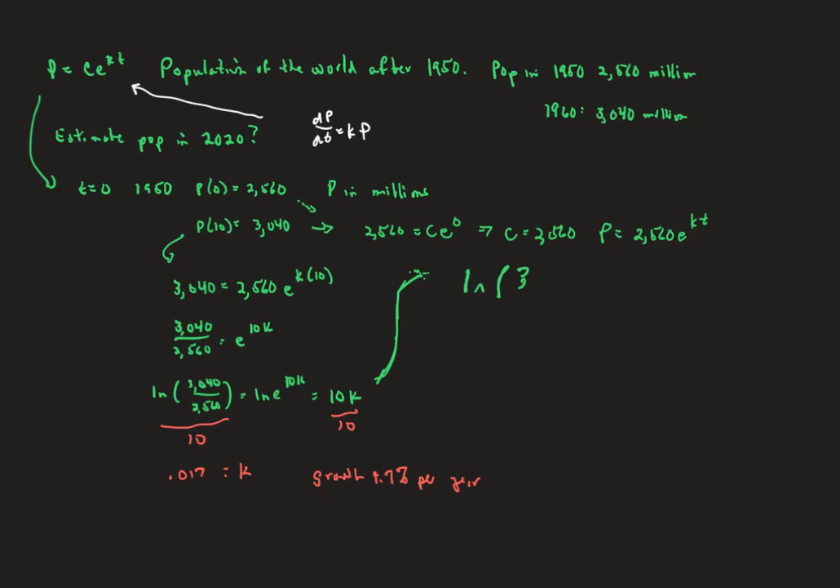The population in 2020, if we started at 1950 as time 0, 2020 is going to be, I believe, 70. So we will get 2,560e to the 0.017 times 70, and then you can punch that into your calculator to get that population.